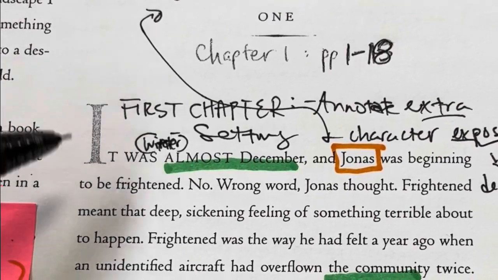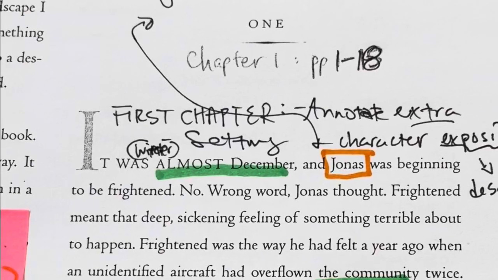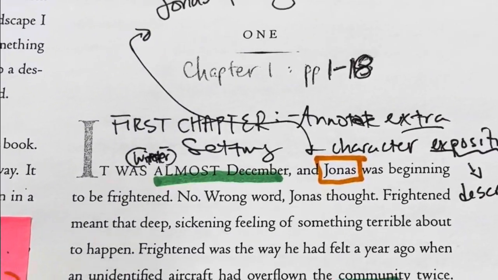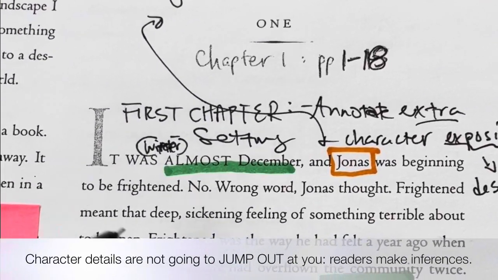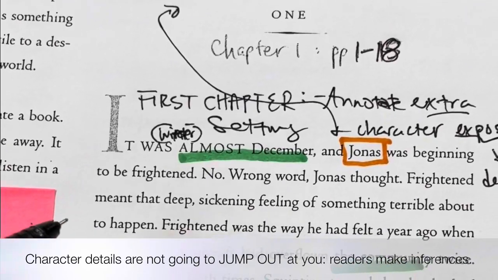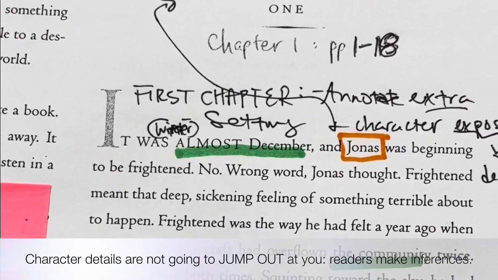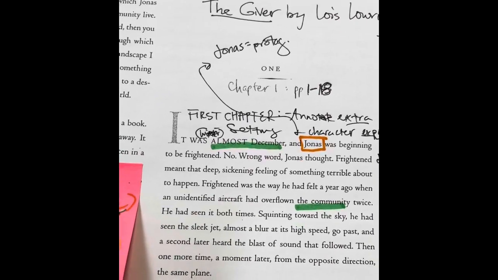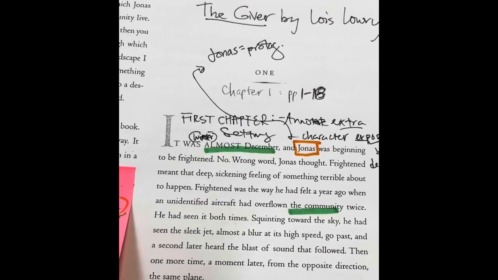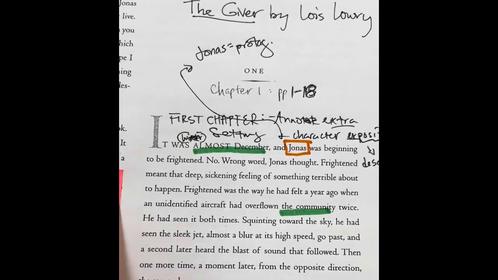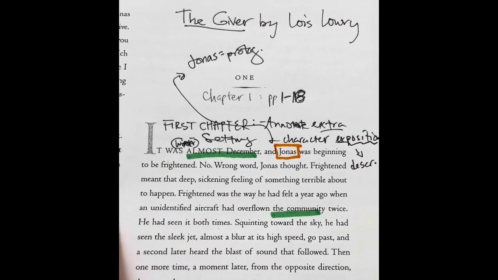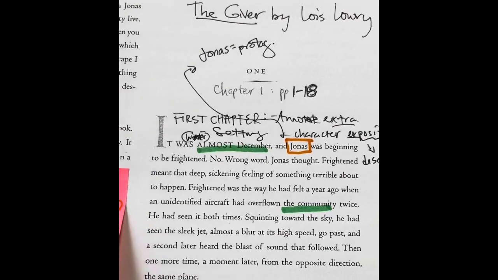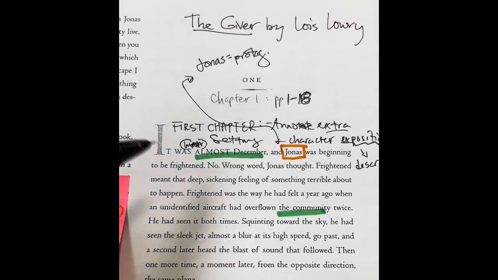All right, and then this is a little interesting detail about character. And the point is here, character details are not going to jump out at you if it's a good book, to be honest. They're not just going to say, Jonas was a careful boy. Jonas was a thoughtful boy. Because it's not a picture book, okay? And the way we learn about people in life is through what they do, what they say, and what they think, when, like in this novel, you get to be in their head.